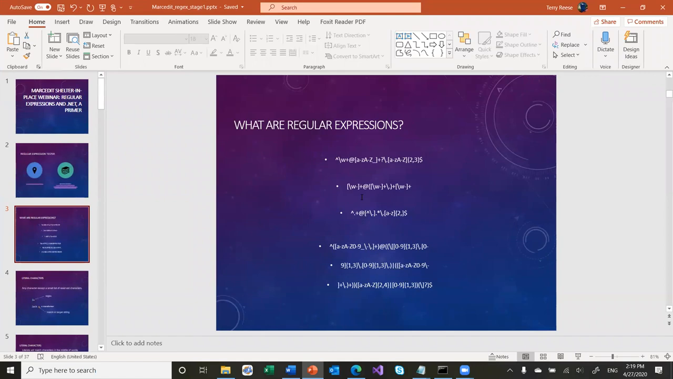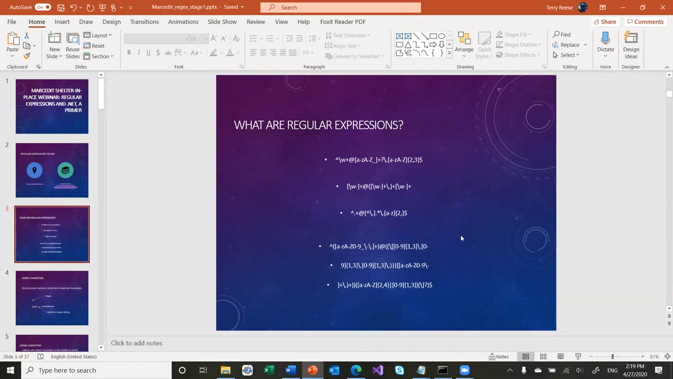Regular expressions will look like this, maybe not like this, it's complicated, but they basically look like a lot of symbols thrown together, and then somehow they end up meaning something when some tool processes them and makes meaning out of them. And that's essentially what we have.